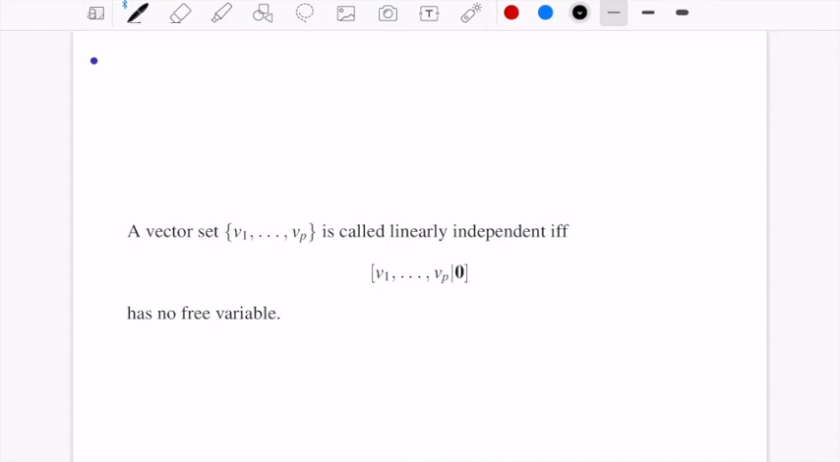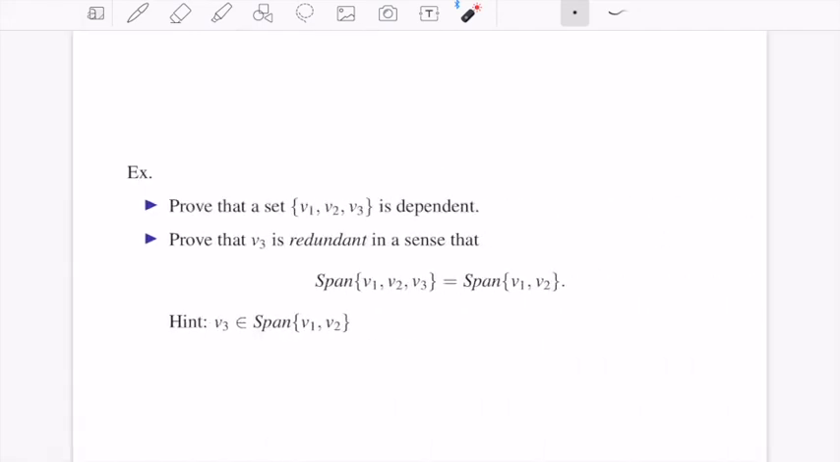So this is the rule, how to identify whether a given set is linearly independent or not. A vector set is linearly independent if and only if this augmented matrix has no free variables. This is the way to identify linear independence or not. Next, we're going to look at one example. First, we want to prove that a set of vectors v1, v2, v3 is dependent.